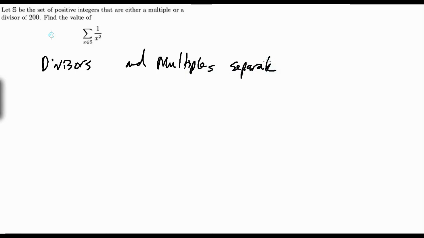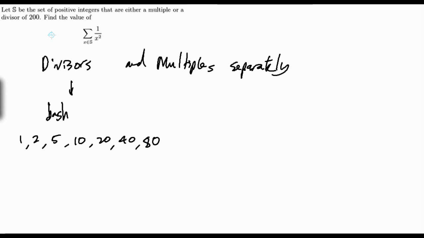The way you solve the problem is that you first solve divisors and multiples separately. And for divisors, you just bash it out. That's really how you do it. Take all the divisors of 200, which are 1, 2, 5, 10, 20, 40, I think 80. Wait, yeah, you get the idea. Take it, bash it out.